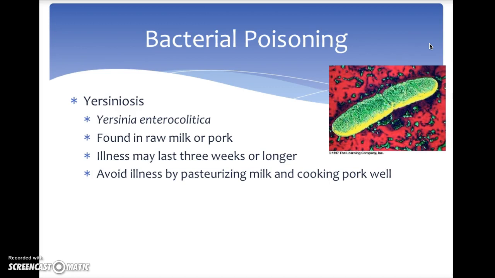Yersiniosis is typically something that you're going to find in raw milk or pork. Now, this one, if you've ever heard of the bubonic plague that happened in the Dark Ages, was actually spread by rats at that time. The rats would transfer this bacteria from the food, but this is another serious illness that can cause some nausea, vomiting, and diarrhea. And you want to make sure that you avoid any sort of unpasteurized milk or make sure that you cook your pork well.